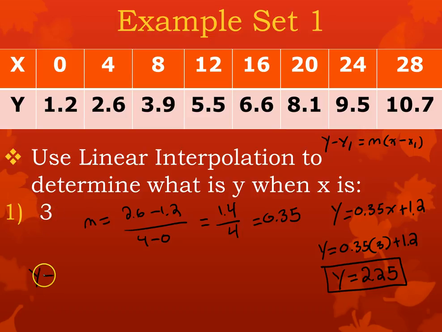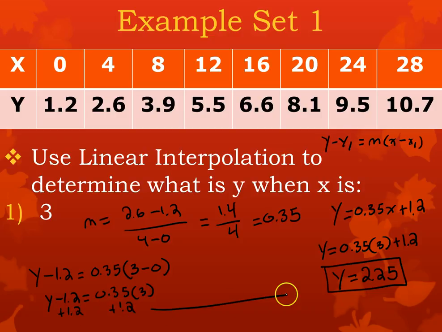I can say y minus 1.2 equals m times my x, which is 3, minus my x1 value, which is 0. So this gets me y minus 1.2 equals 0.35 times 3. When I add 1.2 to both sides, I still get 2.25. So I'm actually going to use this at all times. You can write the equation if you would like, but it's an unnecessary step. We can just plug everything in immediately except for y, or x, depending, into the coordinate point, slope, and the given value x or y.